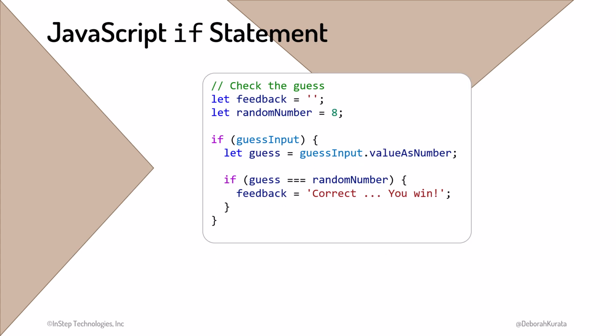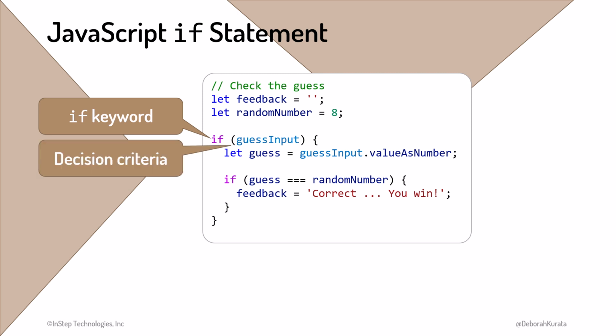In JavaScript, if is a block statement. It begins with the if keyword, then parentheses. Inside the parentheses, we define the conditions for the if statement to make its decision. This is called the decision criteria. In this first example, the decision criteria is a single variable. This is shorthand syntax for, is this variable truthy? What does truthy mean? We'll talk about that in a moment.